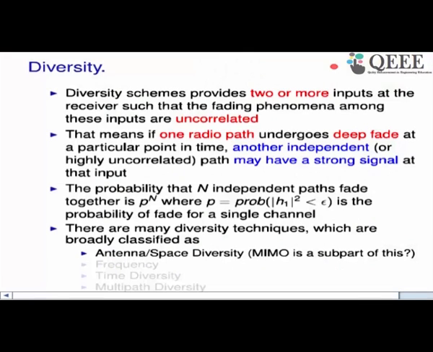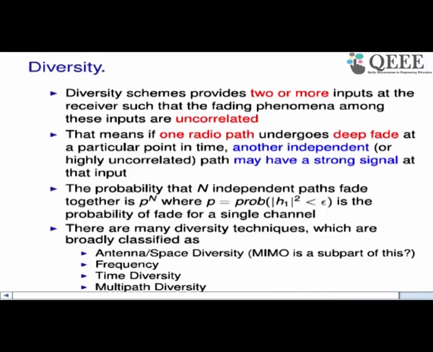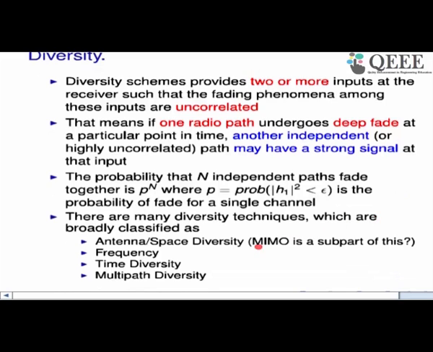But before that, there is a classification. There are many different types of diversities, as you see, because there can be a correlation in space. We have space diversity. There can be correlation in frequency. We have frequency diversity. We have time diversity. There can be multiple replicas because signals are coming later on. This is called multipath diversity. So there are 4 different classifications broadly of diversity techniques. In this lecture we will basically focus on MIMO, which is a part of space-time diversity.